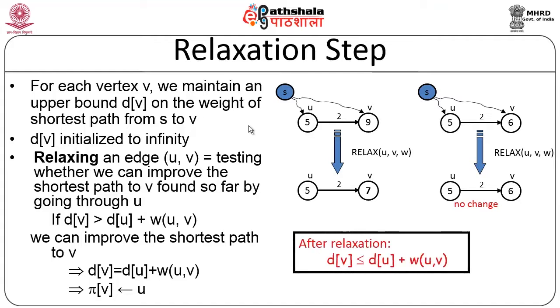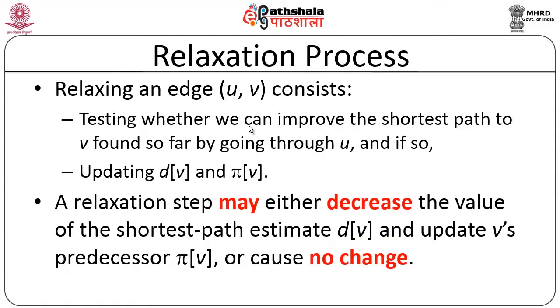So, after relaxation, dV will be less than or equal to du plus w(u,v), because you have put a new value for dV. When we talk about relaxation, we are considering relaxing an edge uv. You will relax an edge uv, testing whether we can improve the shortest path to v found so far. Associated with v, you will have a shortest path weight, and if going through u decreases it, you update dV and also pi V. dV will be updated to du plus the weight of uv, and pi V will be u.